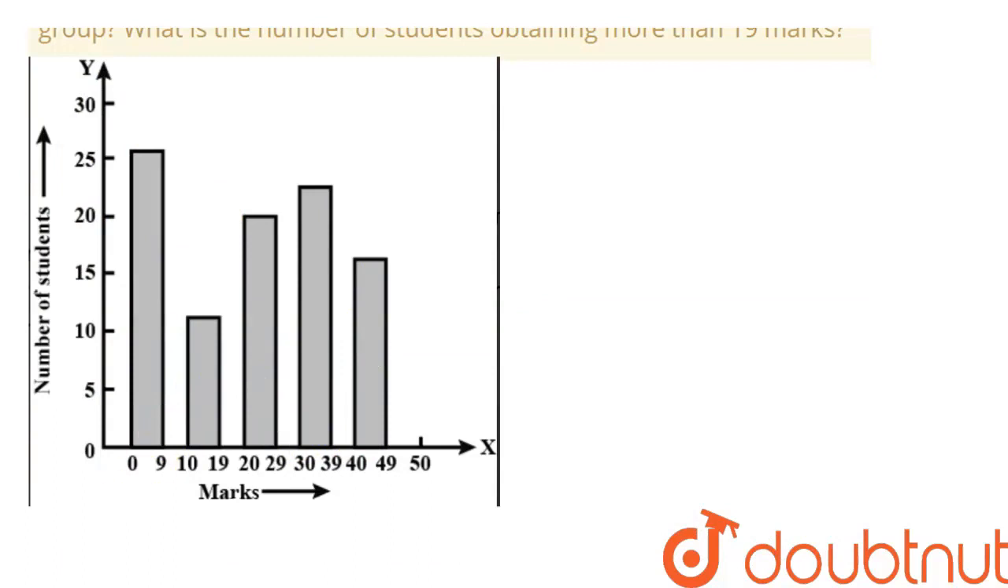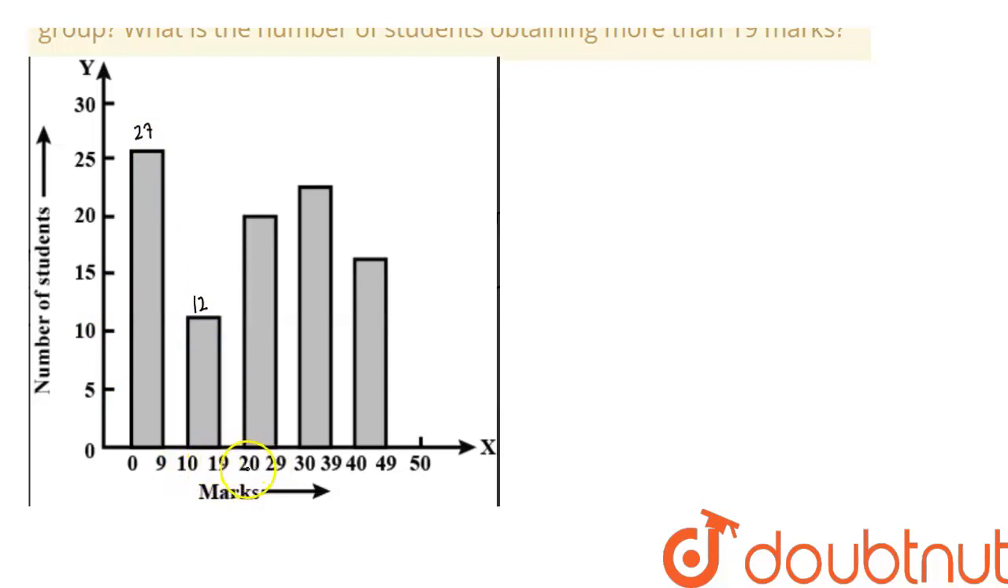So here in this graph, in the range of 0 to 9 marks, there are a total of 27 students who have got marks in this range from 0 to 9. Similarly, in the range from 10 to 19, we have 12 students. It is just greater than 10. So here we have 12 students who have got the marks in this range.